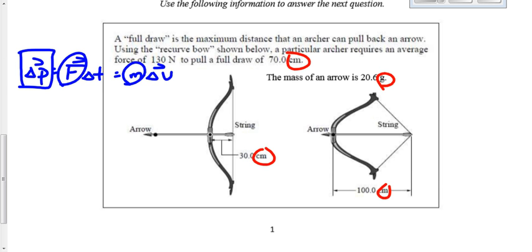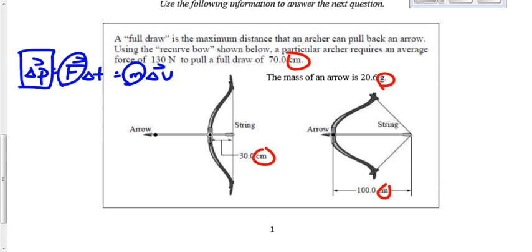That's not enough. It's not enough to solve for delta p. We need t, so we can multiply F times t, or we need delta v, so we can multiply m times delta v. So what do we do? Let's get one of them. Let's get either t or delta v. Now, which one do we get? That's a good question. It doesn't matter. Get the one that's easier for you to get.